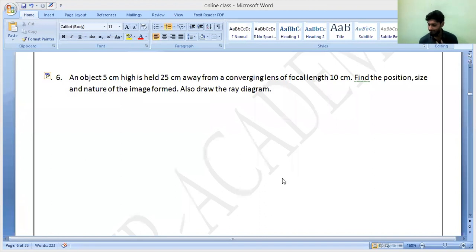Next sum. Shall we start? Are you ready? For this sum, a ray diagram is also needed. So who will say the case? Let me see who will say. First, I will wait. I won't say. If all of you say it, then only I will approach. Anybody?